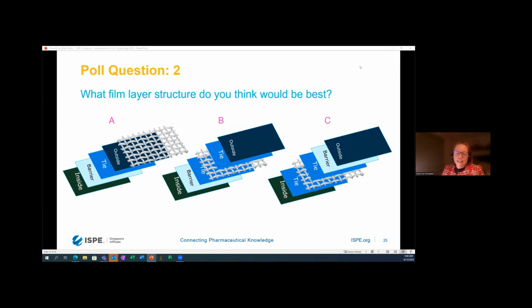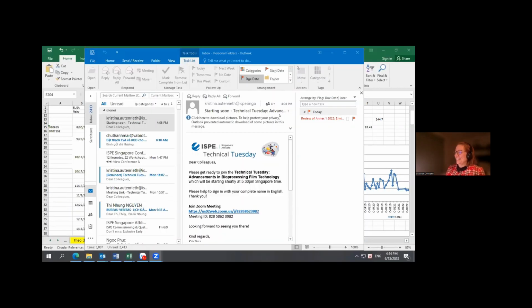I really do wish I had the little Jeopardy music. All right, let's see what everyone thinks. We have a tie between putting it above or below the barrier layer. All right, well, we'll see how that goes.